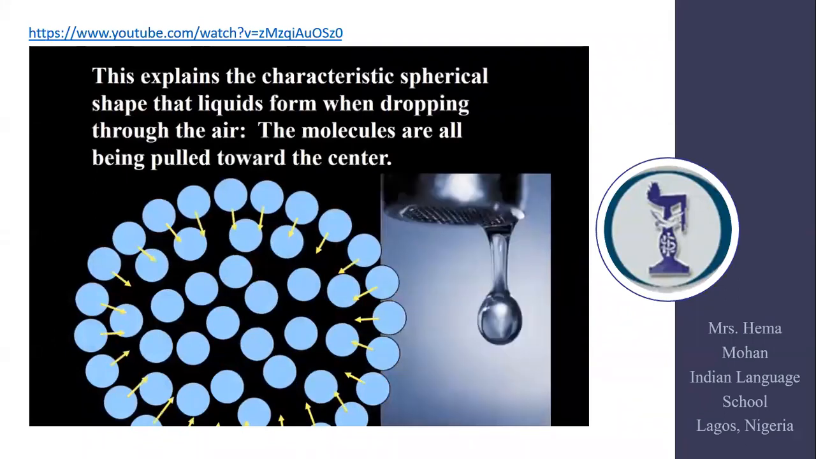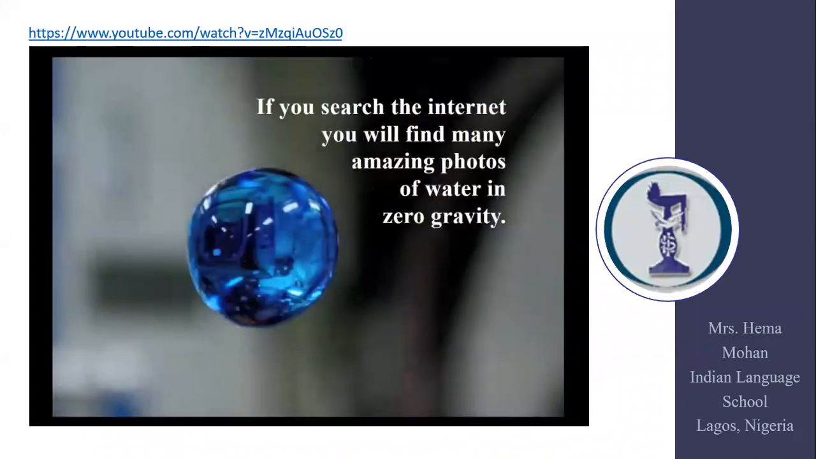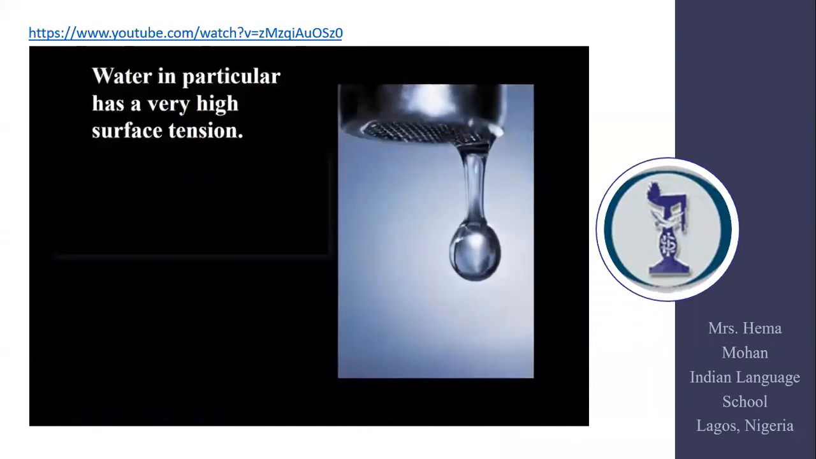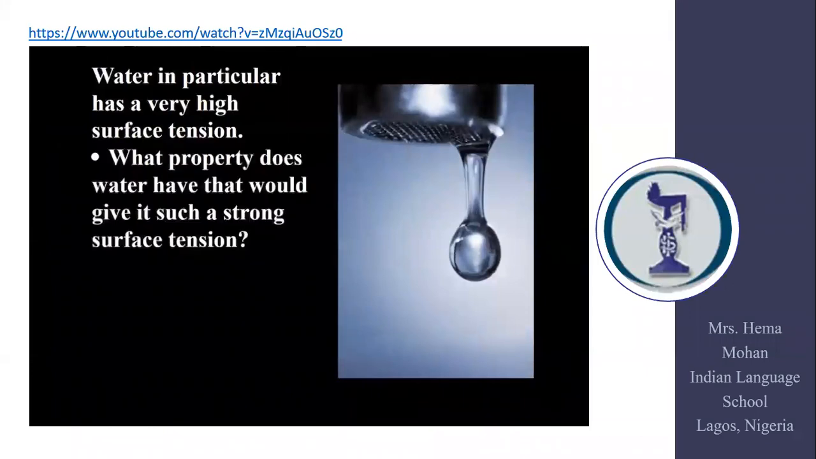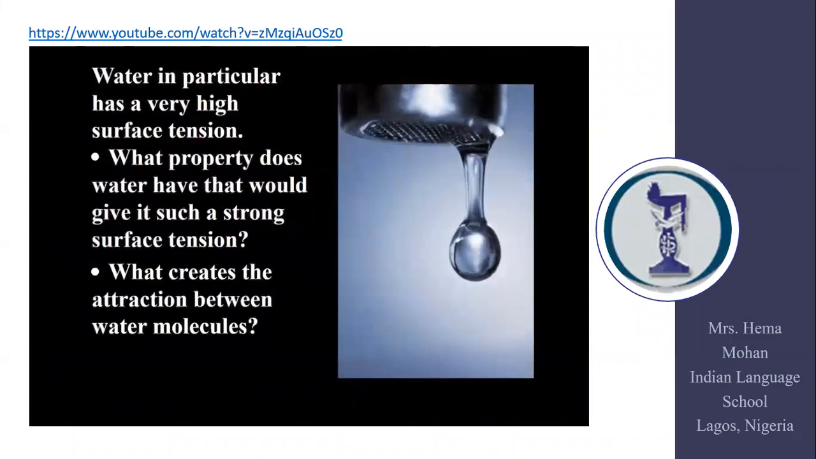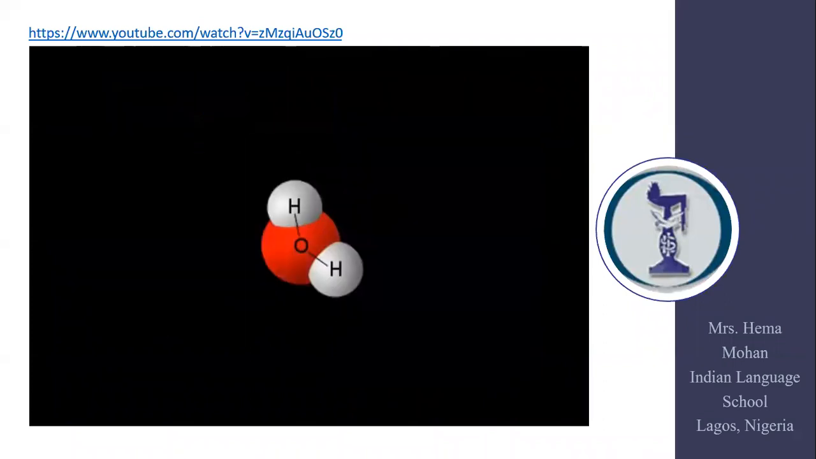They are going to be pulled towards the center, thereby forming a spherical structure. There is again a very beautiful capture over here of a water drop falling from a leaking tap, and you can see how beautifully the water drop forms a spherical shape. Now this is another zero gravity picture where the water drop actually forms a spherical shape. The water has a very high surface tension. Why? How are we going to answer the questions on the screen?